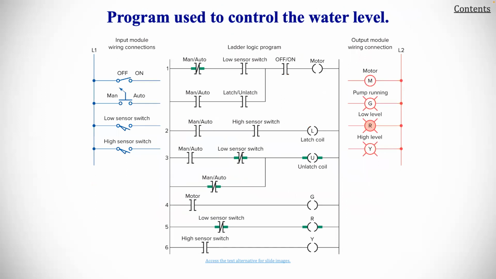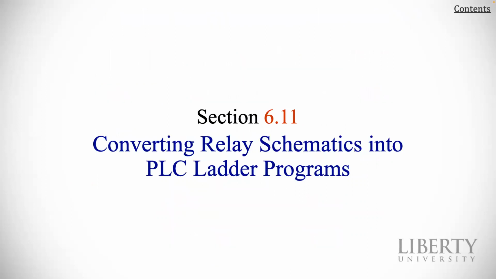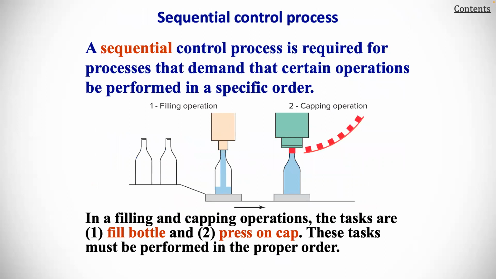Here is an illustration of a program used to control the water level. You can see how some of these programs are getting a little bit more complicated, but you can look at the textbook or pause the video to think about that more. For converting relay schematics into PLC ladder programs, a sequential control process is required for processing that demands that certain operations be performed in a specific order.